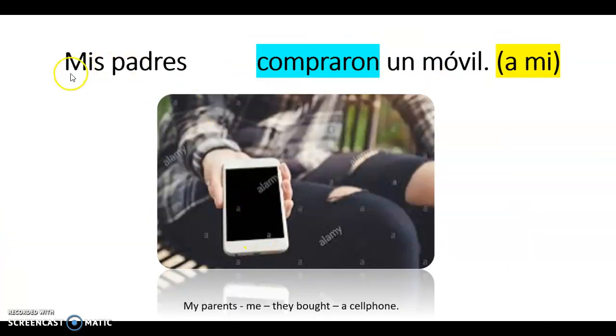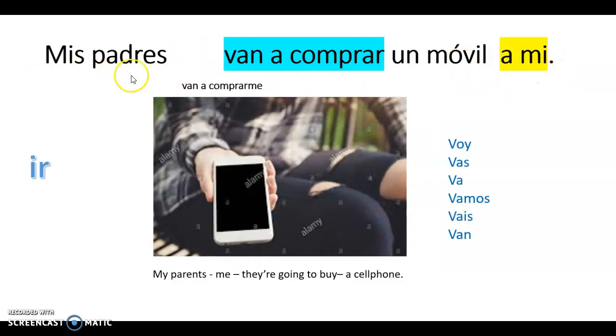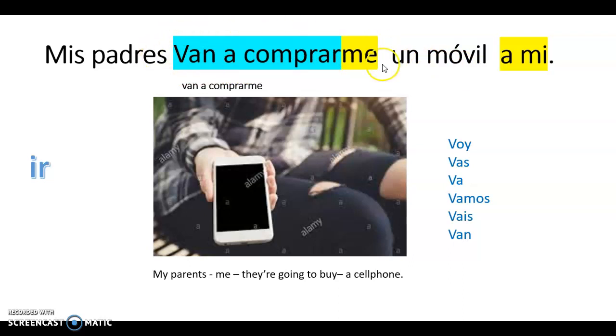So let's just do some of these. If I am receiving the mobile phone that my parents bought, what would I put in the blank? Mis padres me compraron un móvil. So literally you're saying, my parents, me, they bought. A mí again, mis padres me van a comprar in the future un móvil. Or I could attach it to the infinitive, mis padres van a comprarme un móvil, a mí. It means the exact same thing.